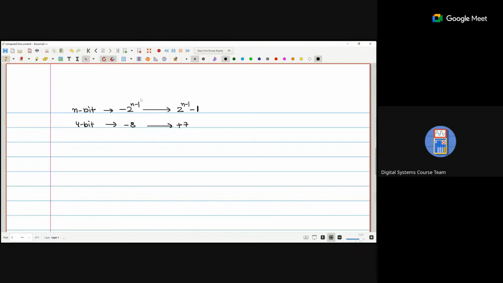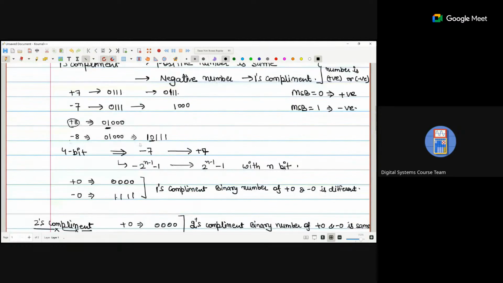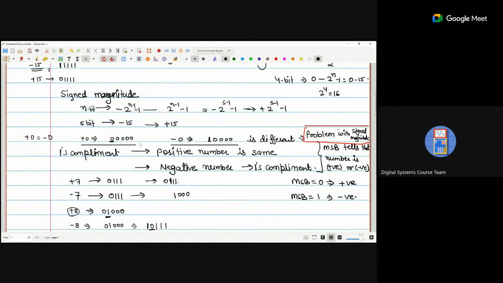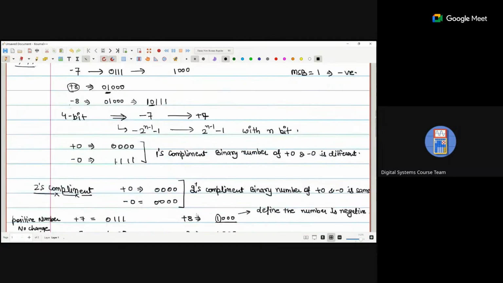Why does this happen? Because in the sign magnitude and in the ones complement, +0 and -0 are both defined. So -7, -6, -5, -4, -3, -2, -1, -0, 0, 1, 2, 3, 4, 5, 6, 7. So total how many numbers? Total 16 numbers are defined. So with 4 bits, a maximum of 16 is possible.